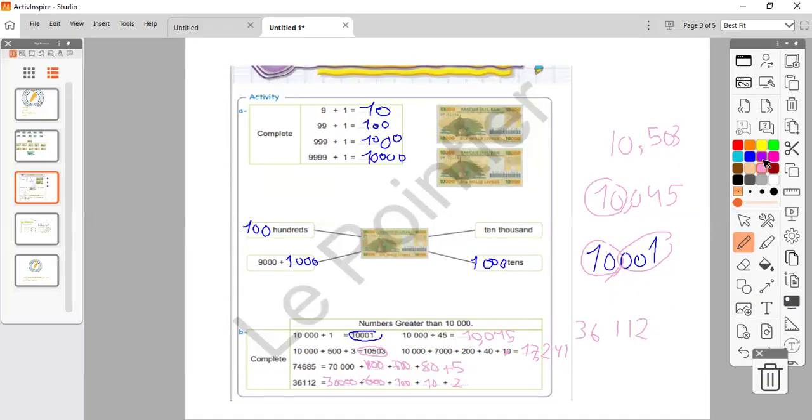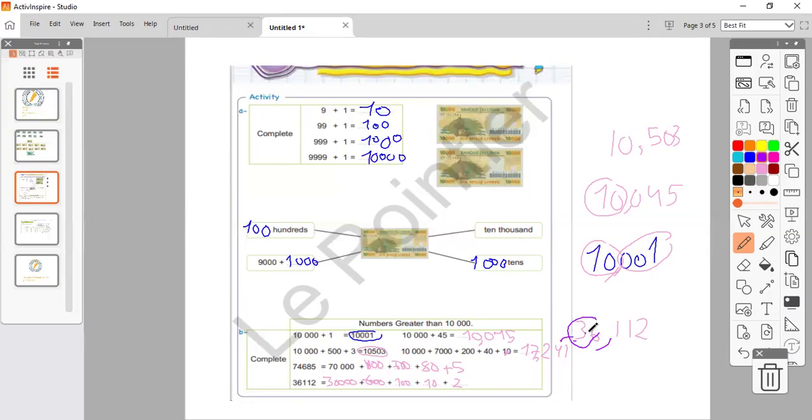Now, let's put the comma. Of course, the comma is here. We read this part alone. 36,112. Let me remind you with the place value. What is the place value of these two? Ones, tens, hundreds. Here we have again ones, tens, hundreds. Also in the thousands, the same. We have 1,000, 10,000. And if we have one more digit here, I read it as 100,000.